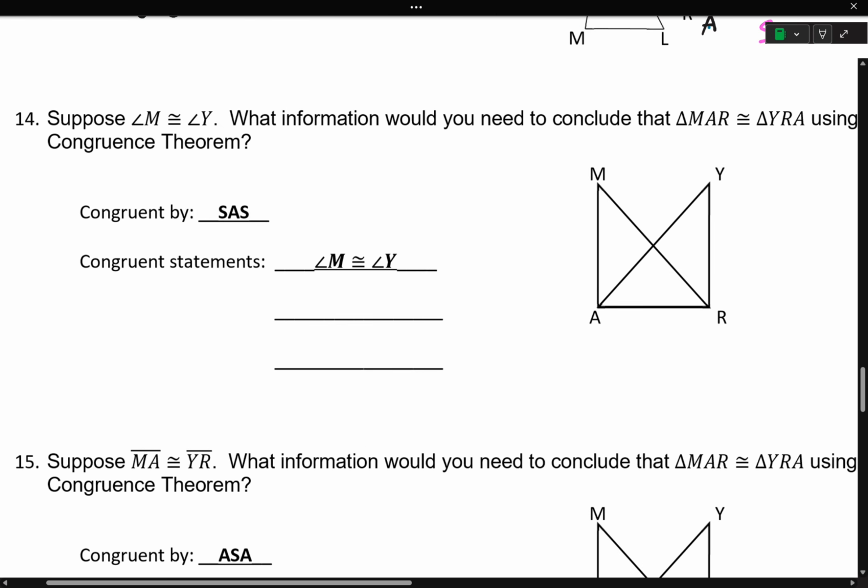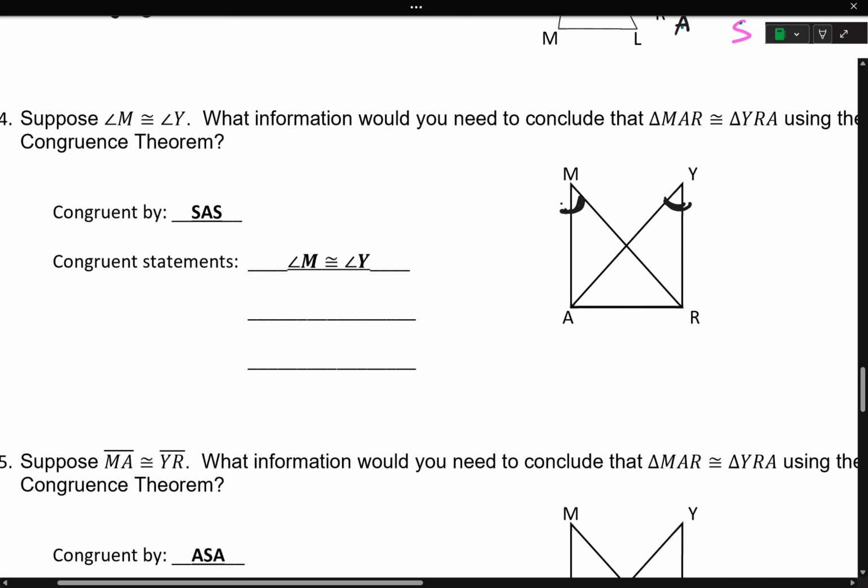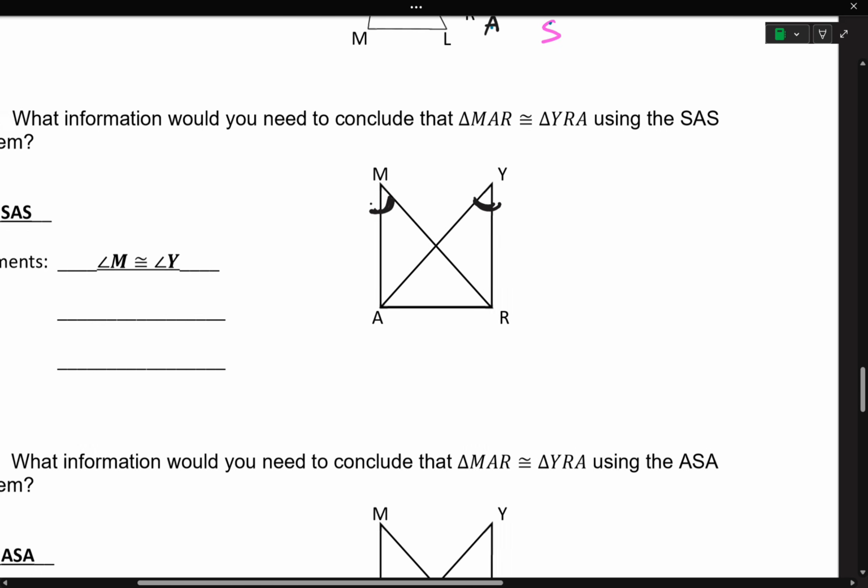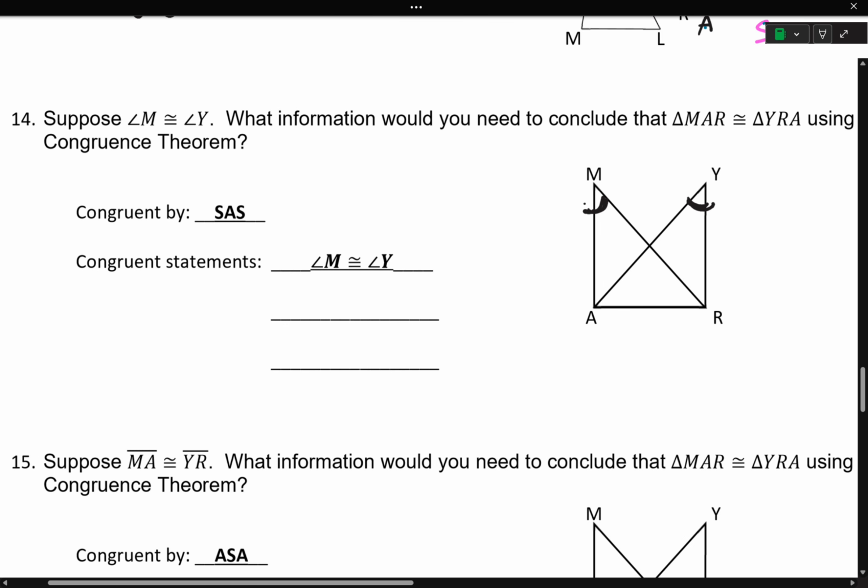14. Suppose angle M is congruent to angle Y. That's not on the picture. Let's mark it. Angle M, angle Y. What information would you need to conclude that triangle MAR is congruent to YRA by side angle side?